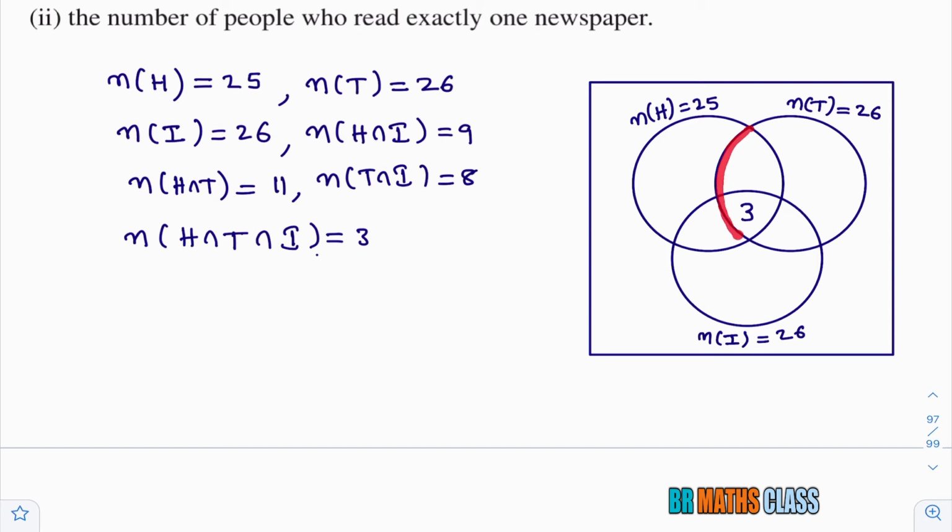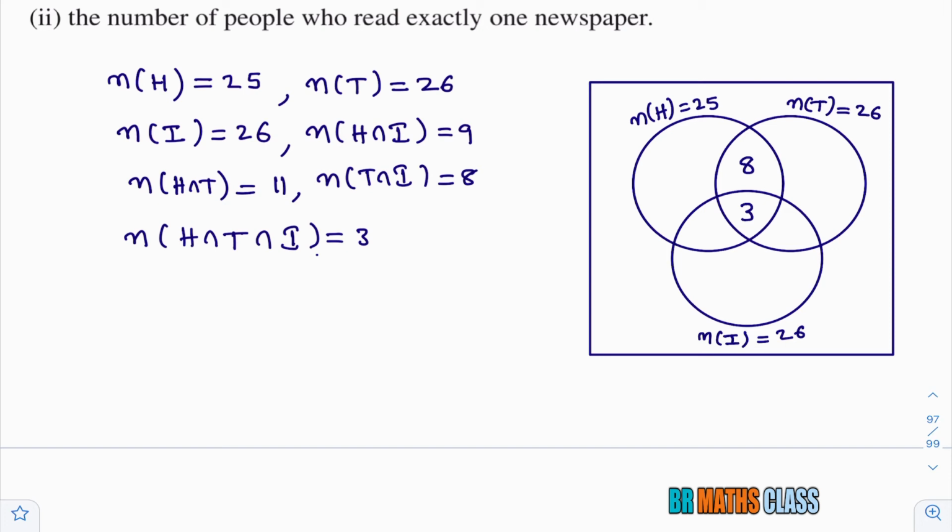What is this part? This part is the number of people who read H and T. That means H and T, you can look here, H and T is given as 11 here, right? This part is 11. So 11 minus 3 is what? 11 minus 3 is 8. So here I'll write this as 8.